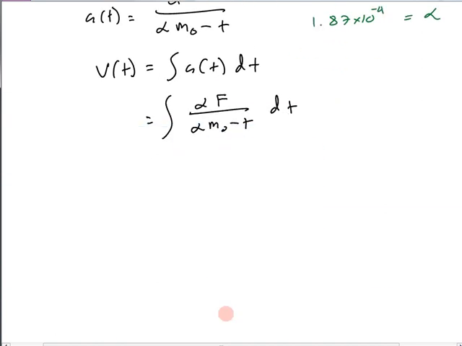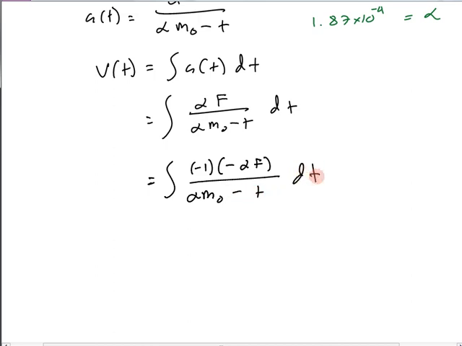Now this is going to work out to a logarithm because I'm integrating 1 over t. But the trouble is I have negative t in my denominator, so the derivative of negative t is negative 1. So I'm going to rearrange this a little bit and call this negative 1 times negative alpha f. That should be fair. Multiplying by negative 1 twice does nothing. Over alpha m naught take t dt.